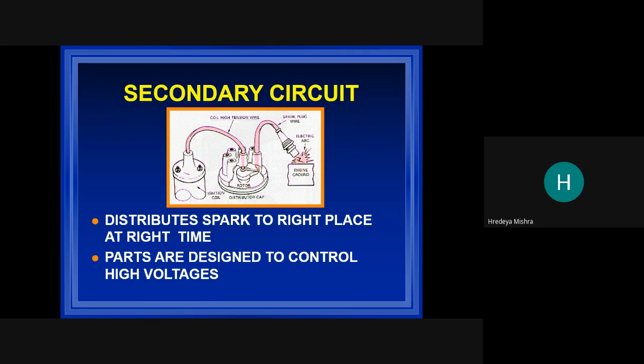So the distributor sends the spark to the right place at the right time. Parts are designed to control the high voltage, because the spark lasts for a very short time, but it requires very high voltage. So the parts must be suitable for the high voltage.